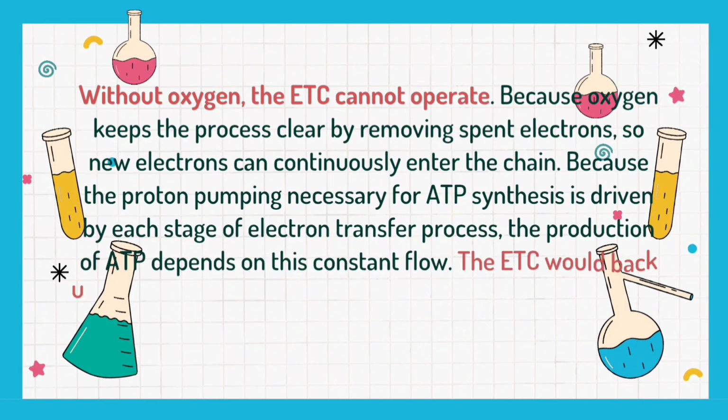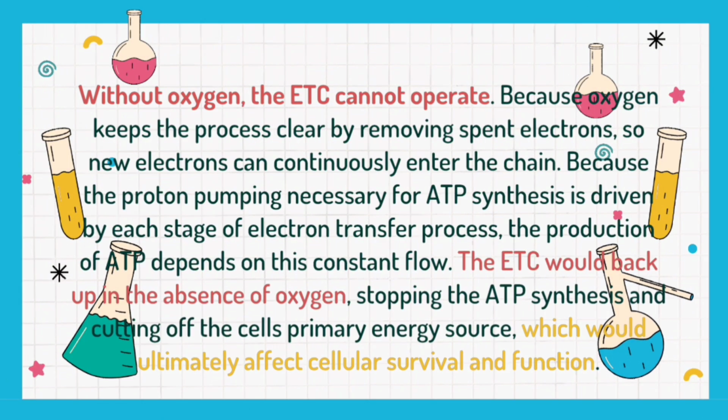Without oxygen serving as the final electron acceptor, the ETC cannot operate as intended. Oxygen keeps the process clear by removing spent electrons, so new electrons can continuously enter the chain. Because the proton pumping necessary for ATP synthesis is driven by each stage of the electron transfer process, the production of ATP depends on this constant flow. The ETC would back up in the absence of oxygen, stopping ATP synthesis and cutting off the cell's primary energy source, which would ultimately affect cellular survival and function.